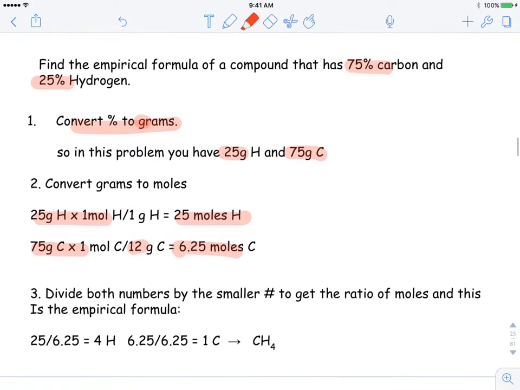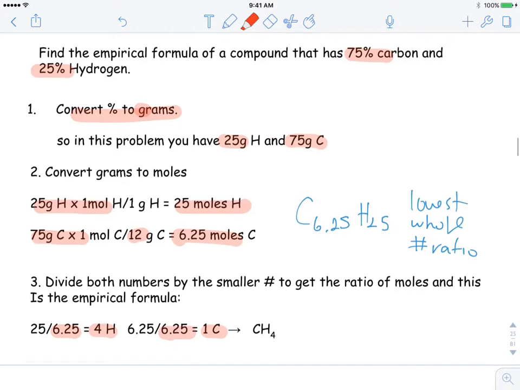Now at this point, I really have a formula here. I have C 6.25 and H 25. But remember, to be an empirical formula, you need the lowest whole number ratio. So I need to divide these out. I divide them by the smallest number of moles to get the ratio that's a whole number. If I divide them both by 6.25, I get 4 hydrogens and 1 carbon, and I have CH4.